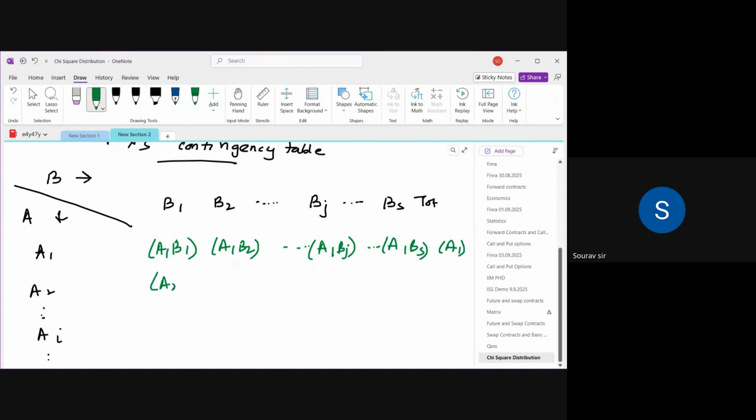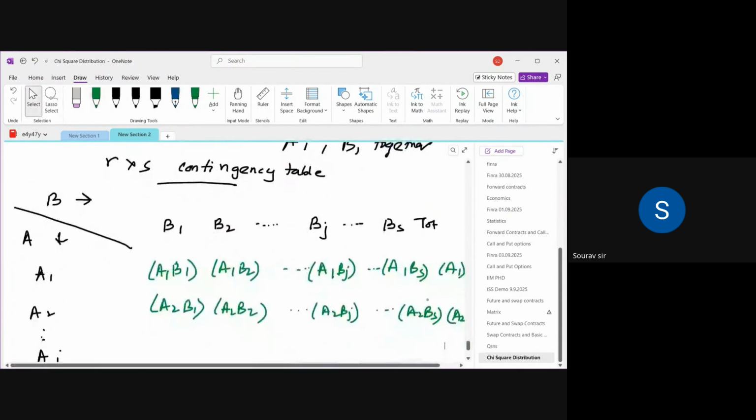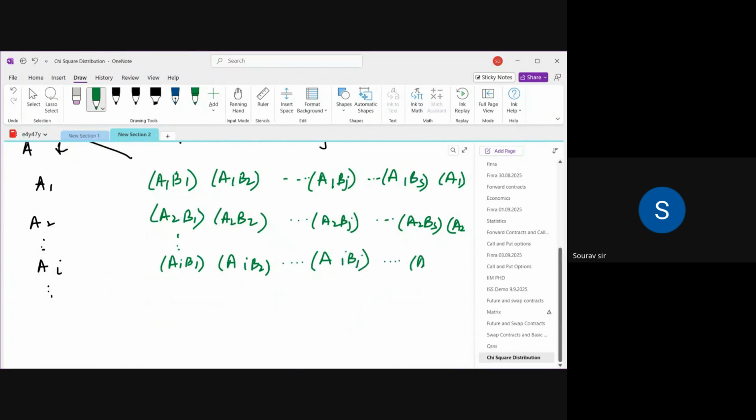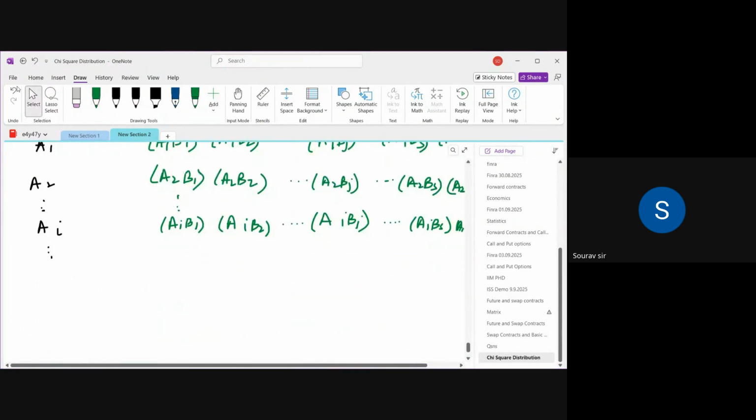Similarly, for this one, A2, just as in a matrix we do, correct? A2B1, A2B2, A2Bj, dot, dot, dot, A2Bs. So that is A2. Next, we are again having Ai. So it is AiB1, AiB2, similarly AiBj, AiBs, and the total is Ai. Okay. I hope you understand that part.